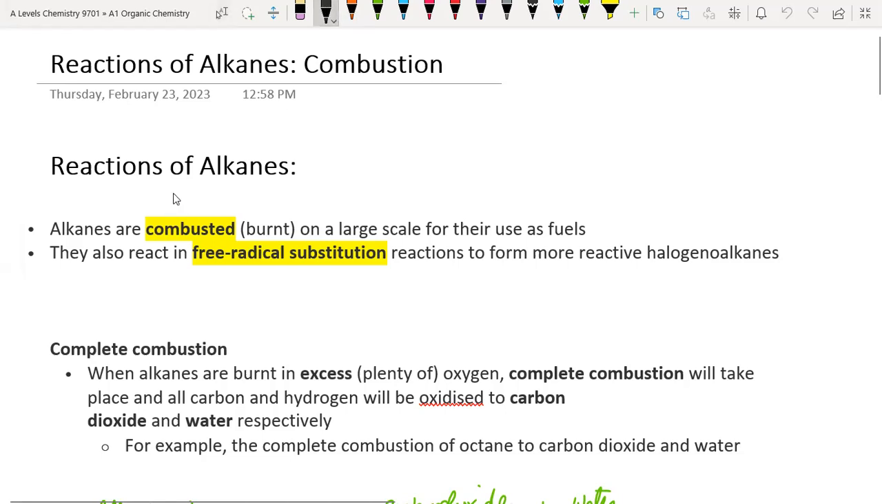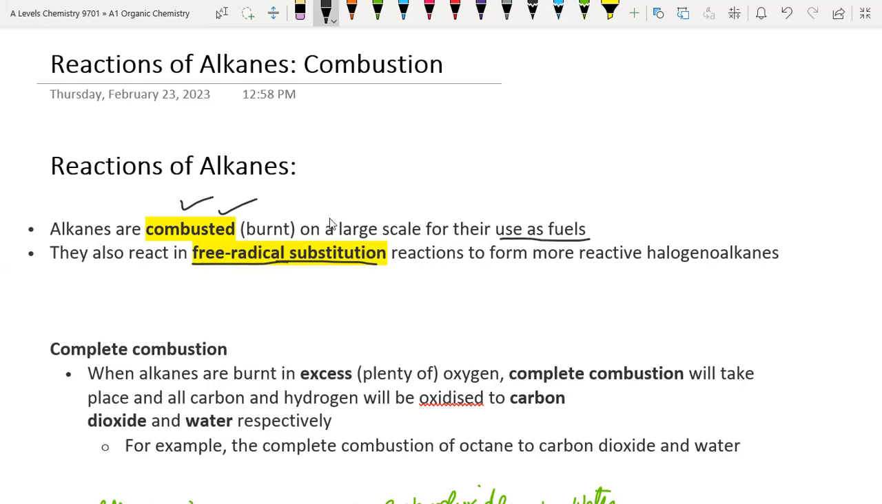First one is combustion. In combustion, alkanes are burnt on large scale for the use of fuel. Second one, alkanes give free radical substitution reaction. In this session, we will discuss combustion in detail, what is combustion and the effect of combustion on the environment.